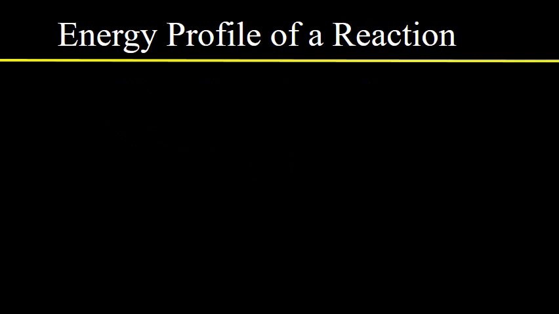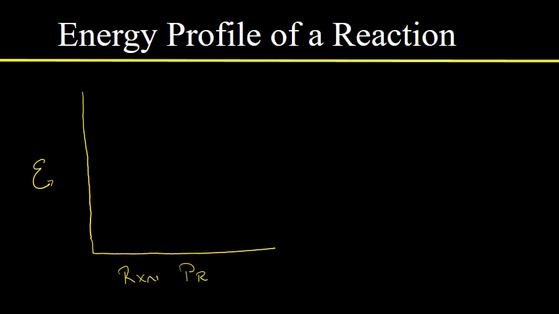All right, now let's look at what happens to the energy of the molecules when they collide. We can draw what's called a reaction coordinate. And you'll see a lot of these in the textbook. And what we're plotting is energy on the y-axis and reaction progress on the x-axis.